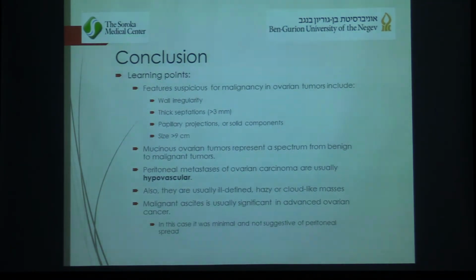So, learning points: features suspicious of malignancy in ovarian tumors include wall irregularity, thick septations, papillary projections, and size greater than 9 centimeters. Mucinous ovarian tumors represent a spectrum from benign to malignant tumors. It's very often a borderline middle ground. And peritoneal metastases of ovarian carcinoma are usually hypovascular, hazy, ill-defined masses. And malignant ascites is usually much more significant. In our case, we had minimal ascites.